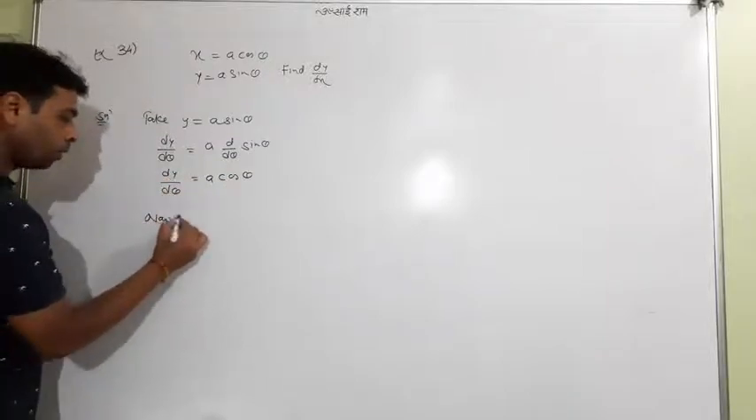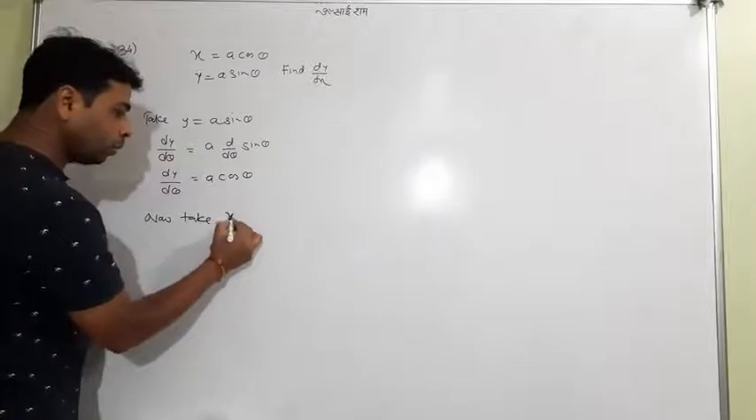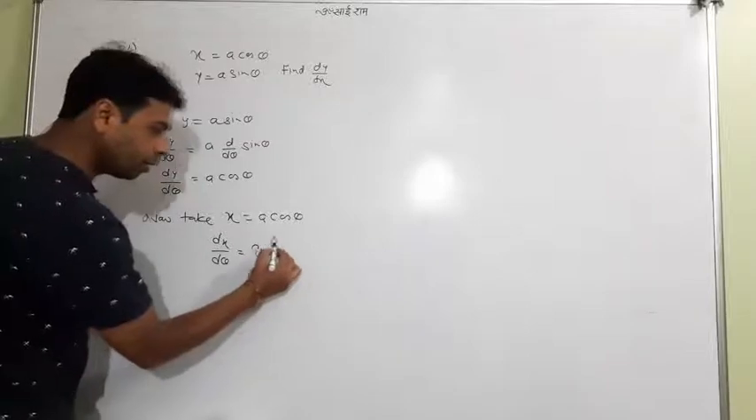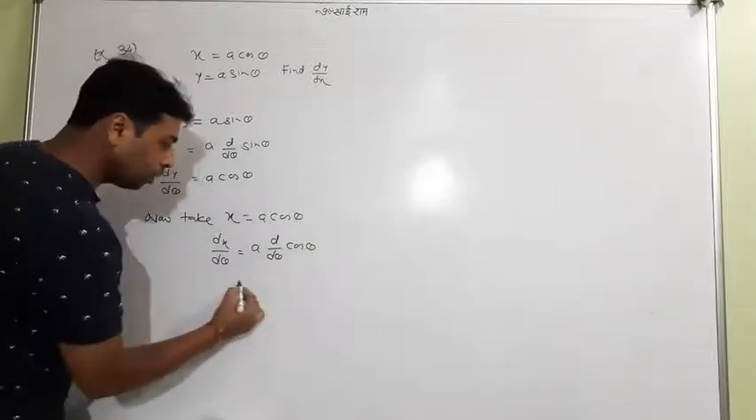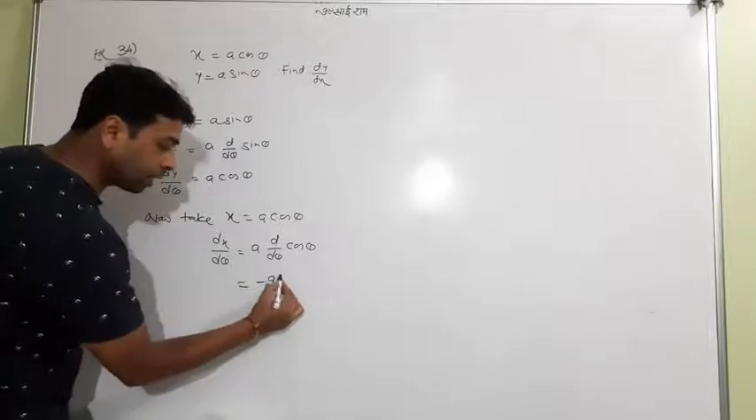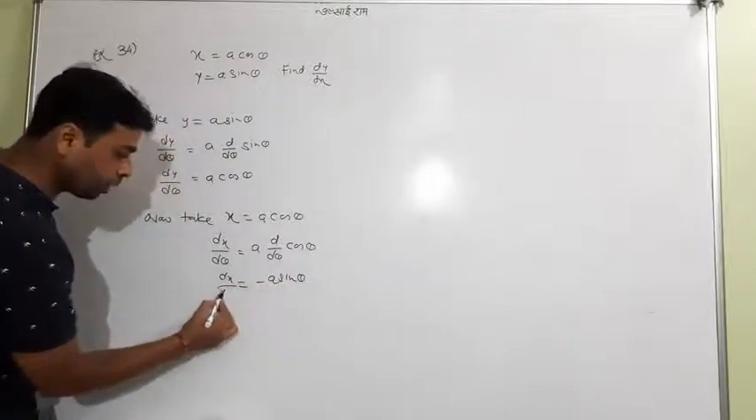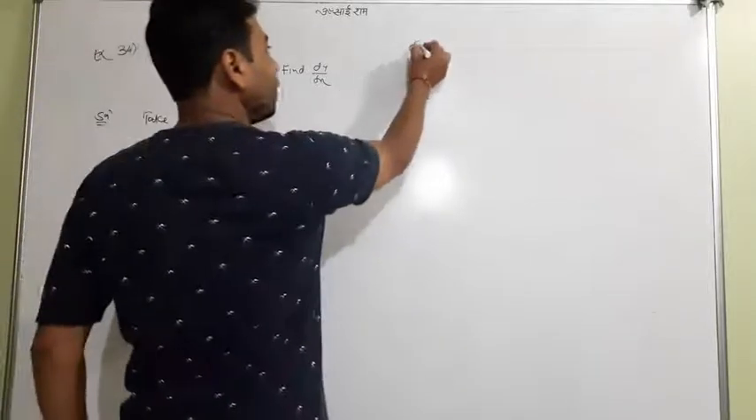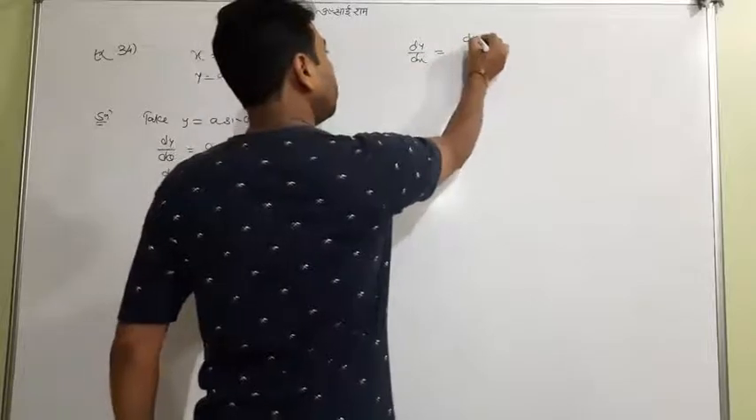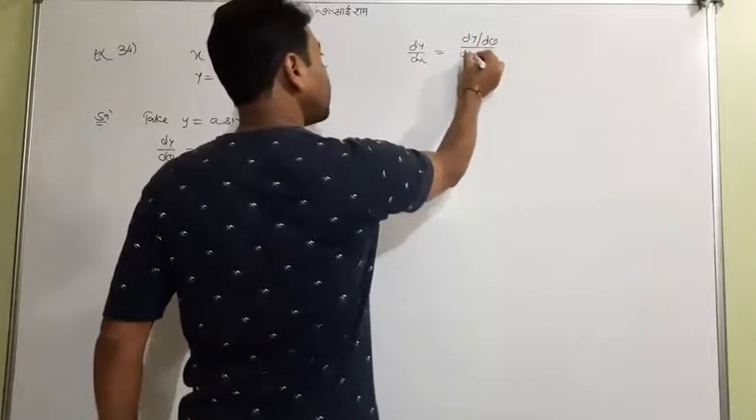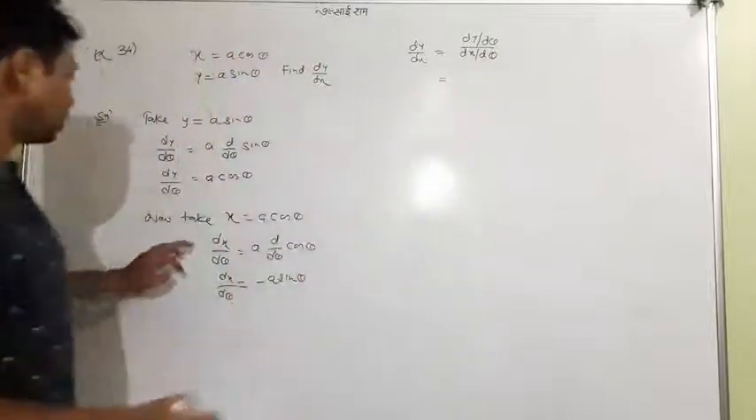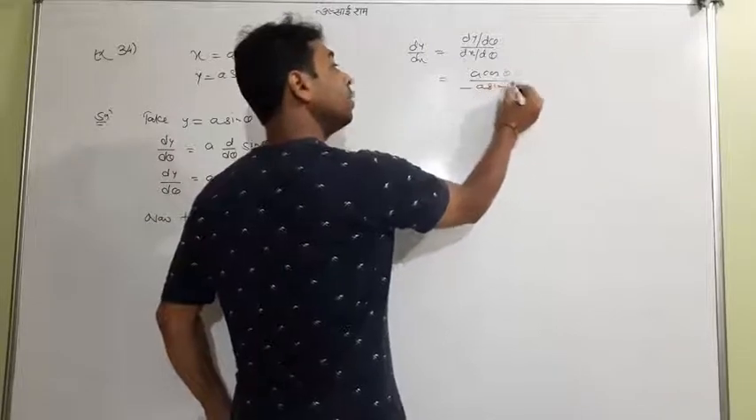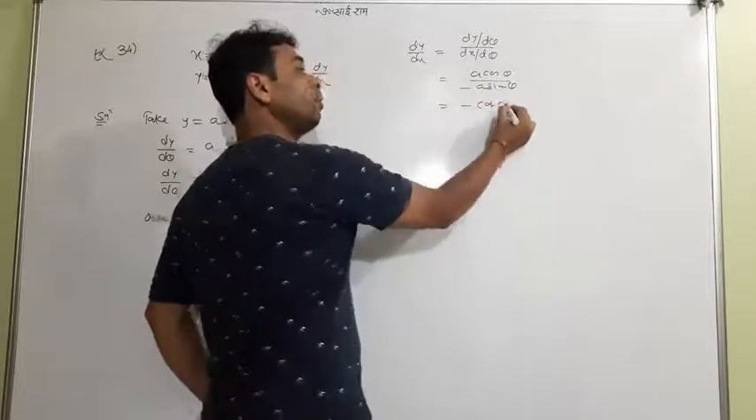Now take the second one. x equal to a cos theta. dx by d theta. Again a is a constant. And what is the differentiation of cos theta? You know, with respect to theta it is minus sin theta. So you got dx by d theta is minus a sin theta. After finding all this, you just have to find dy by dx, which is nothing special. You know dy by d theta upon dx by d theta is your answer. Just divide this by this. So upside is a cos theta and downside is minus a sin theta. So a and a cancel, and cos by sin is cot theta. Minus cot theta is the answer.